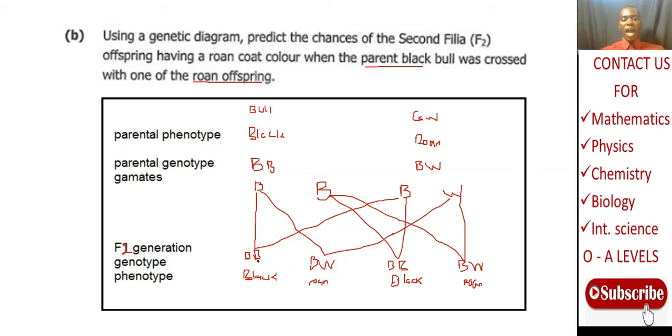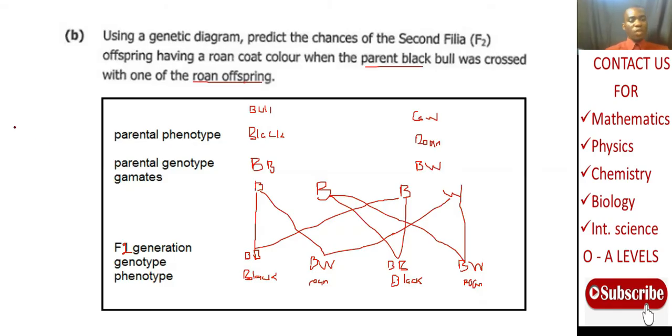Remember, when you're dealing with chances, you have to look at the total that you have, more like probability. So probability is equal to the favorable or desirable outcome divided by the total outcomes. So in this situation here, what you're going to do is very simple. You are just going to count the total, which is 1, 2, 3, 4, okay? And how many roans do we have? We just have 2. So we have 1 and 2. So this one will be 2 out of 4.